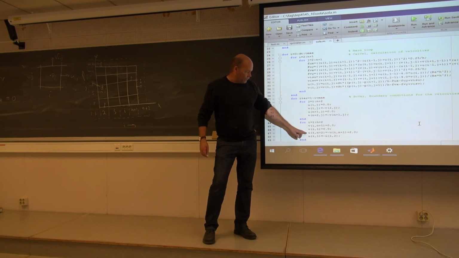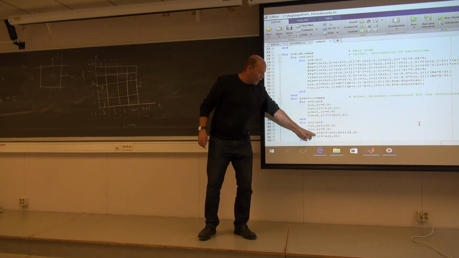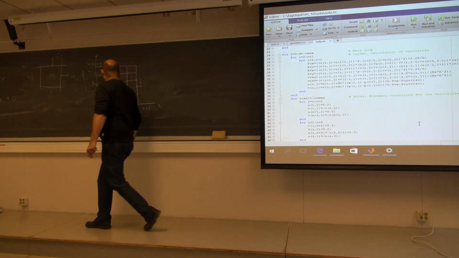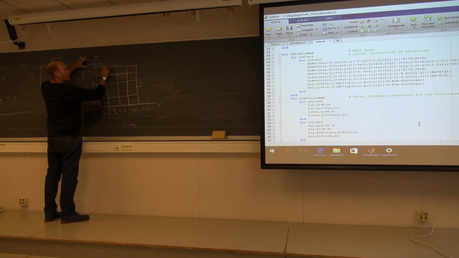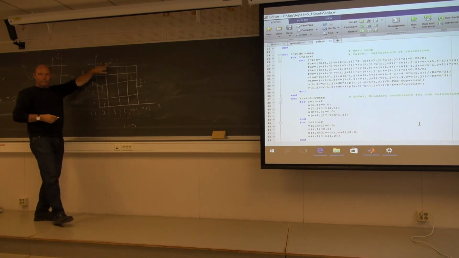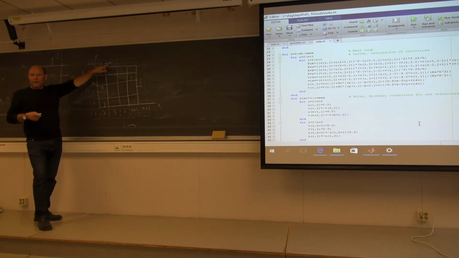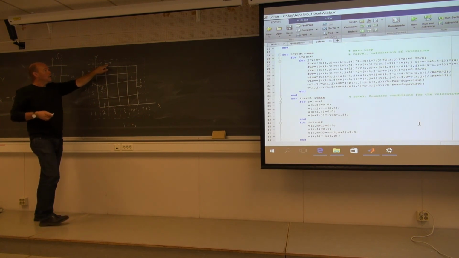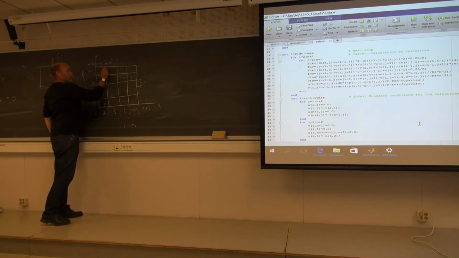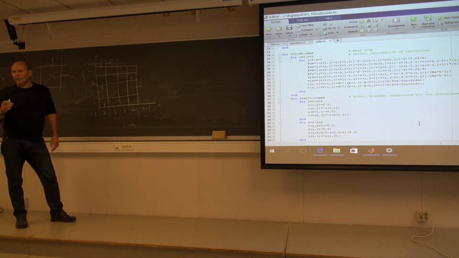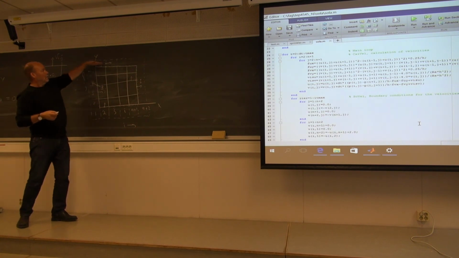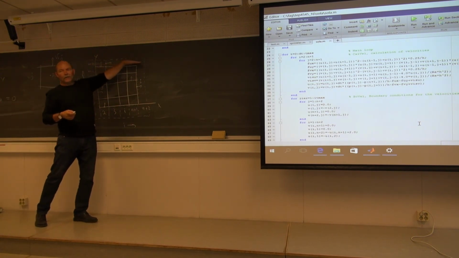Then we have a strange one. U of n plus 2. Which one is that? N plus 2 is this one. So that means the velocity here. We have to specify him. We have to specify him so that we get not 0 here, but we get a velocity of 1. Remember the square cavity test case. The top wall is moving with a velocity of 1.